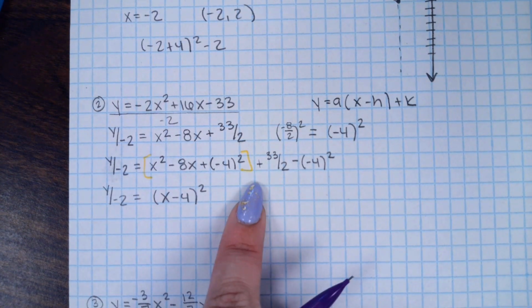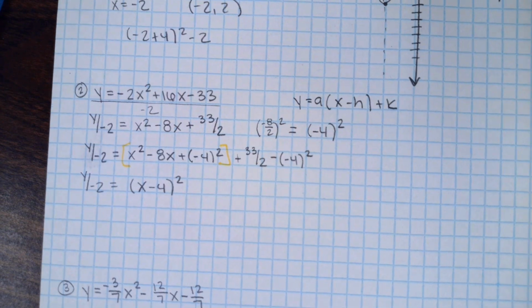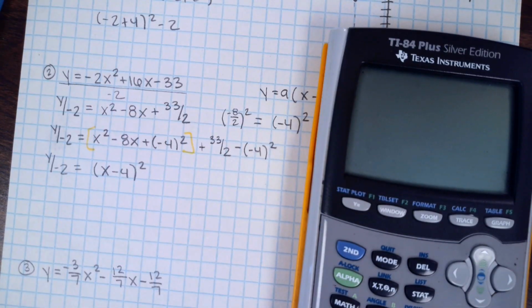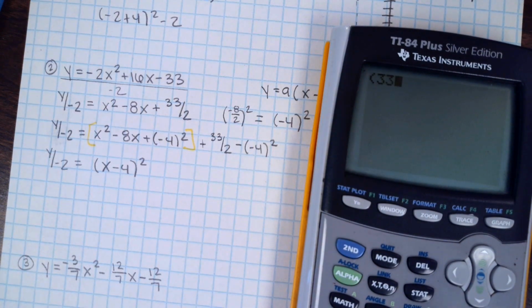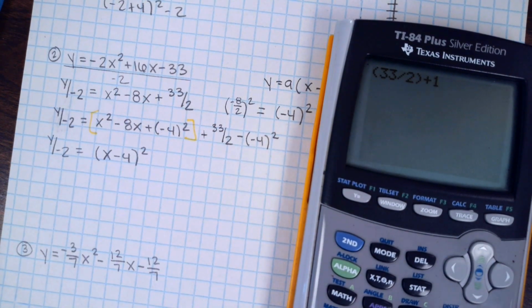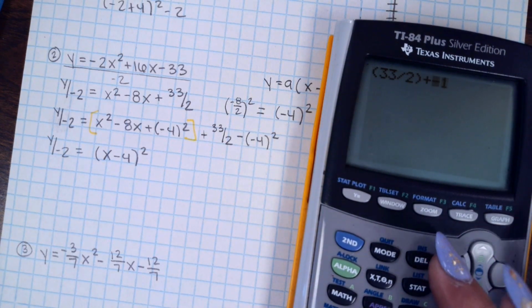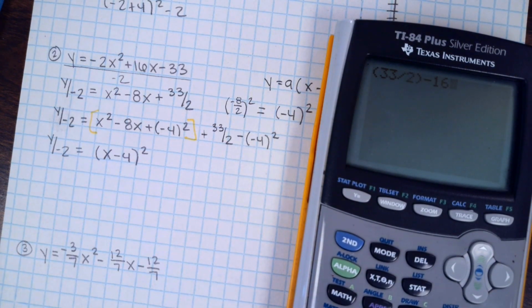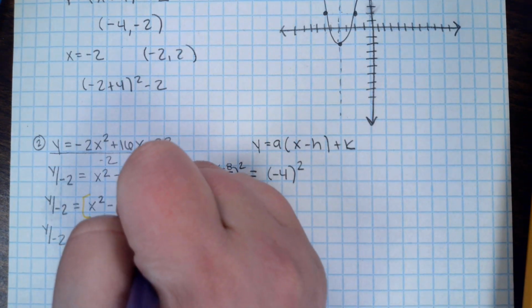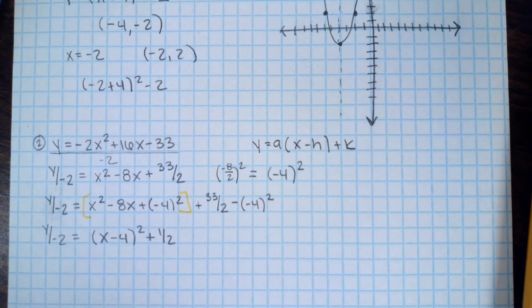On the outside here, we just have to do this math. Now, negative 4 squared, we should know that's 16, right? So we can just do 33 over 2 minus 16, and you get a half. So plus 1/2.